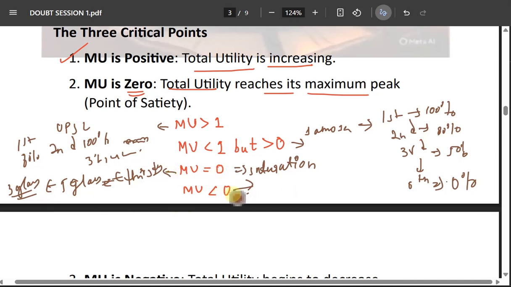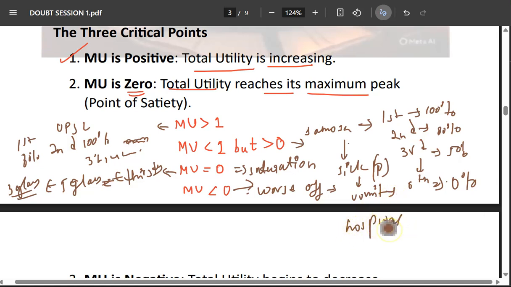That kind of thing comes under utility of 0. Next, less than 0 means the situation gets worse off. Consuming it will give you negative returns. For example, I give you 10 samosas to eat when you are sick. What will you do? You will start vomiting, you will go to hospital, and God should only save you. So this is called negative returns. This is the thing you have to understand.